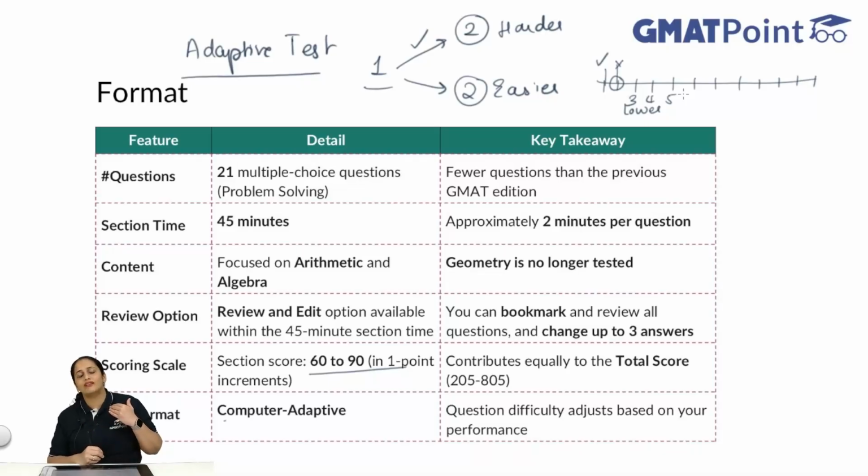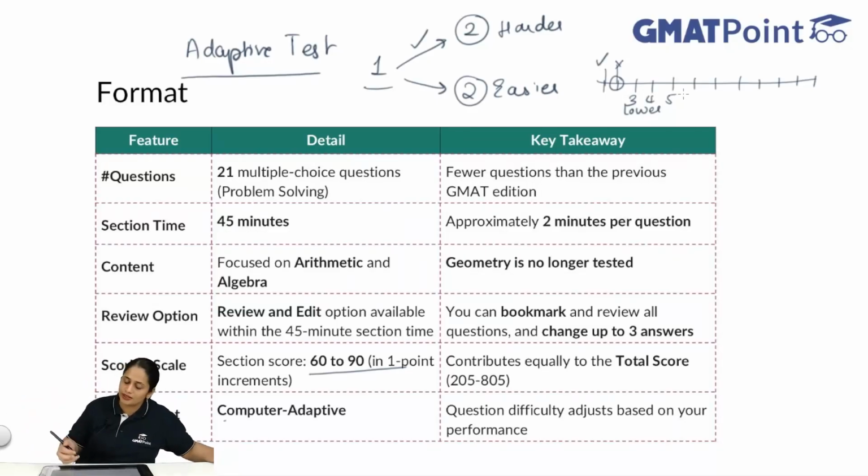So whenever you are solving, it is very important to remember that at the start of the section, you should not make any mistakes. And near the end of the section also, you should not make a large number of mistakes.